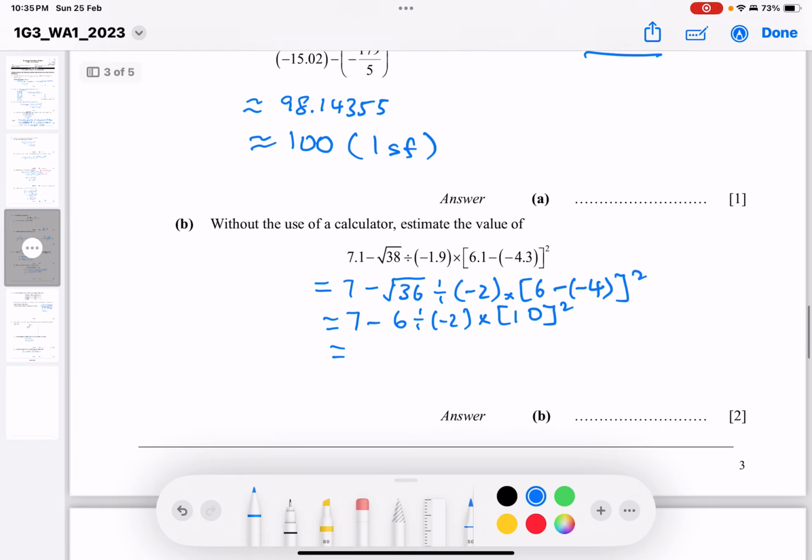Since this is a division and multiplication, we work from left to right. So 6 divided by negative 2 is negative 3, multiplied by 10 squared is 100. So this is just 7 minus, negative 3 times 100 is negative 300, and that works out to be 307.